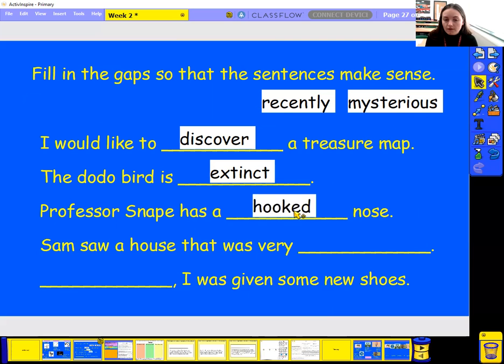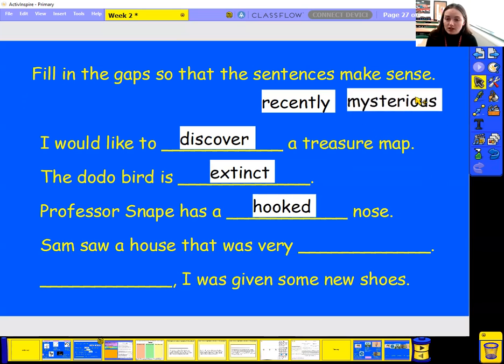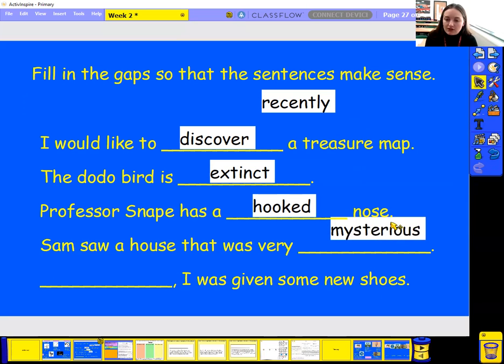Hooked. Professor Snape has a hooked nose. Well done if you got that right, but you could have also had mysterious. If you put mysterious, that's okay, you could put that one too. Sam saw a house that was very recently or mysterious. Mysterious, well done.